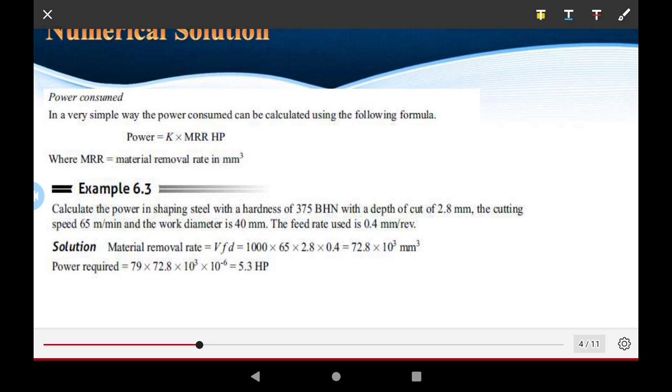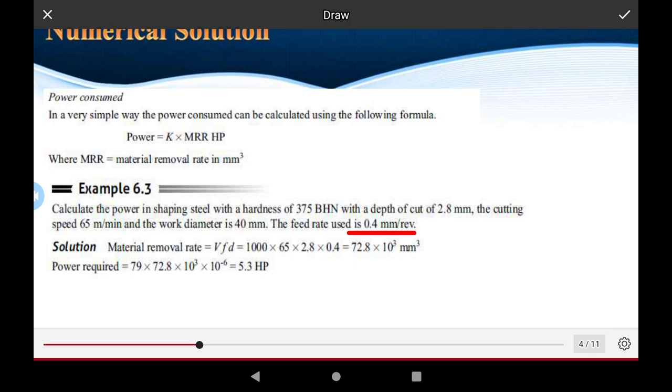Second problem: calculate the power in shaping steel with a hardness of 375 Brinell number, with a depth of cut of 2.5 mm, a cutting speed of 65 meter per minute, a work diameter of 40 mm, and a feed rate f equal to 0.3 to 0.4 mm per revolution. This is the feed rate.